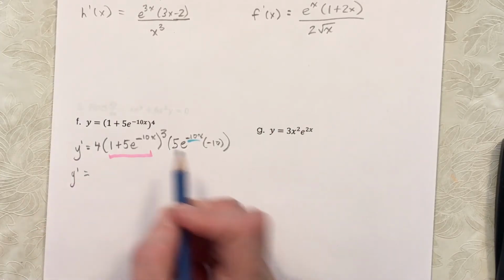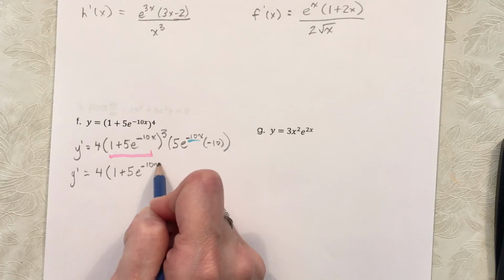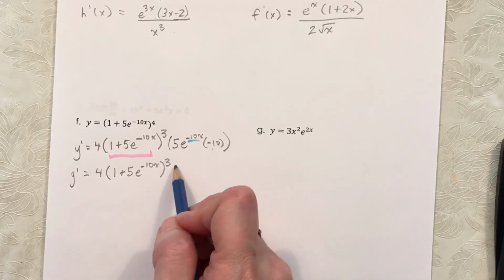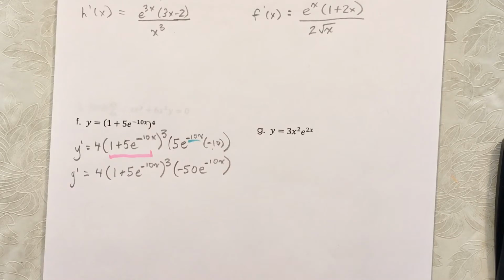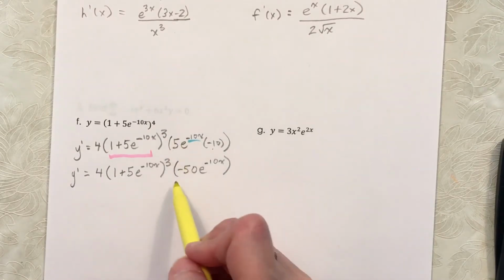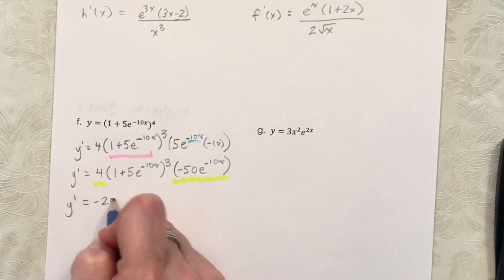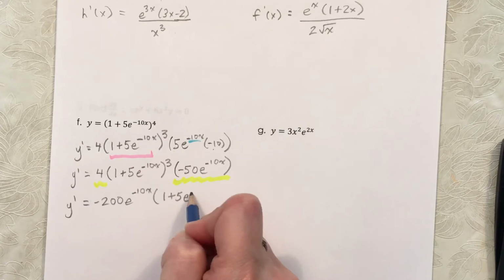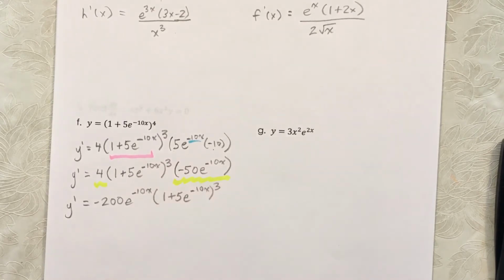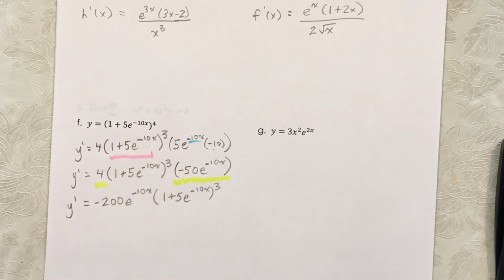Okay, so then just to simplify things here, we've got this 4, (1 plus 5e to the negative 10x) all cubed. The 5 times the negative 10 is going to make negative 50e to the negative 10x. But this is a monomial term. So we can multiply a monomial by a monomial. So that's going to be 4 times negative 50 is negative 200e to the negative 10x times (1 plus 5e to the negative 10x) cubed. And there it is in simplified factored form. And we kind of use that rule of thumb again. If there's a negative exponent in the question, there can be a negative exponent in the answer.